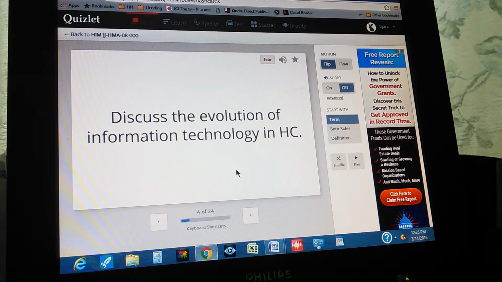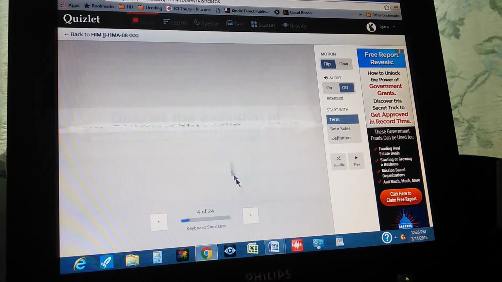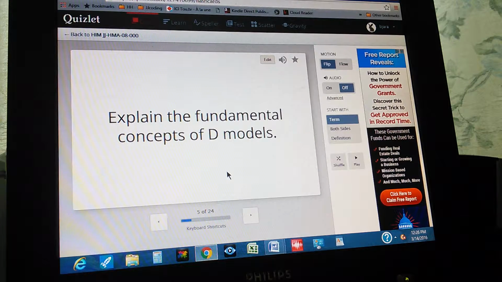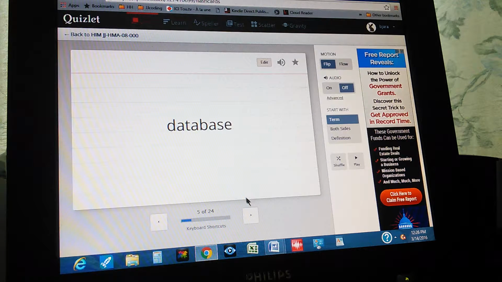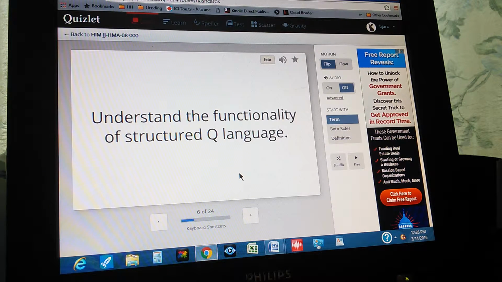Discuss the evolution of information technology in HC. Right. You have to discuss the evolution of information technology in HC. What's HC? Healthcare. Yes. Okay. Explain the fundamental concepts of D models. D models. What's D? Database. Yes. Good.